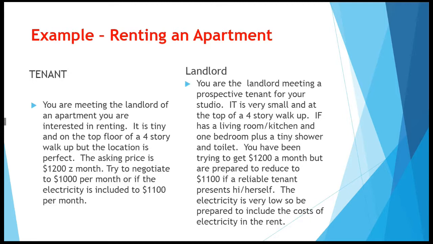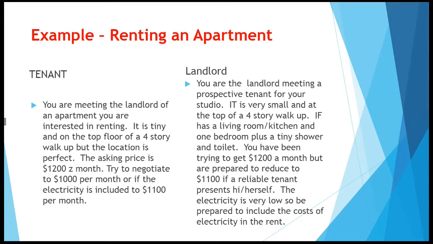So you're the landlord. If you're the landlord, you know your apartment is very small. It has a living room and a kitchen, plus a tiny bedroom and a tiny shower and toilet. You've been trying to get $1,200 a month for it, but no one is biting. You're prepared to reduce the rent to $1,100 a month if a reliable tenant presents him or herself. The electricity is low, so you'll be prepared to include the cost of electricity in the rent.